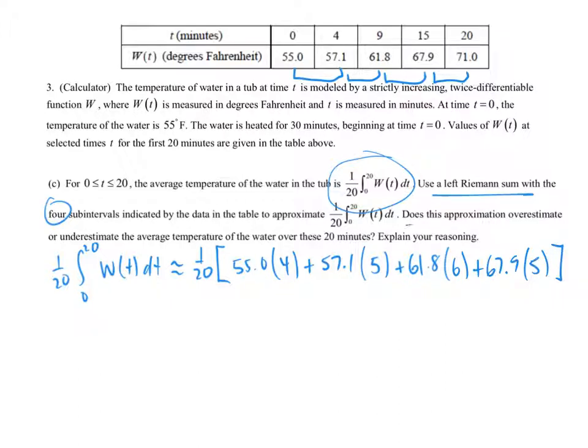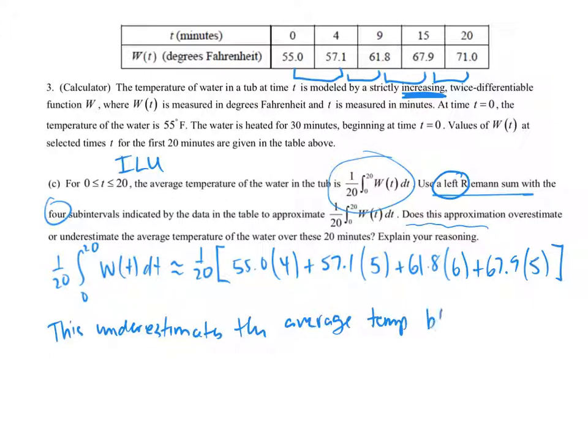Okay, so the second part of the problem begins with this sentence. Does this approximation overestimate or underestimate the average temperature of the water over these 20 minutes? And so what I noticed back up in the header of the problem is they told me that W was an increasing function, and we used a left Riemann sum. So if you recall your acronym, I love you, Drew, then that means that because this is increasing with a left Riemann sum, this is going to be an underestimate. So I'm going to say this underestimates the average temperature.